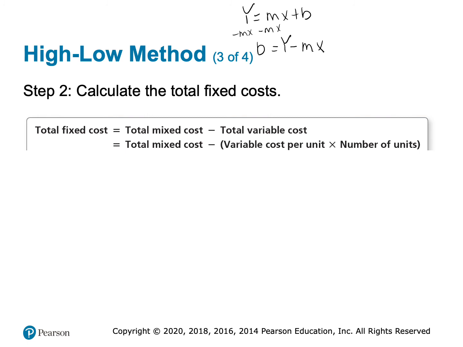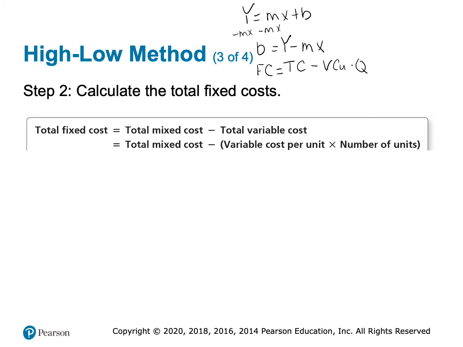Or I could plug in accounting terms for this. Remember, b, the y-intercept, is fixed cost. Fixed cost is equal to y, our total, so in this case this would be total cost, minus m, which is our slope, our variable cost per unit, times X, which is just our variable. In this case, our variable is the quantity produced. So I like to use Q instead of X. You can use whatever variable you want, but I like to use Q instead of X.